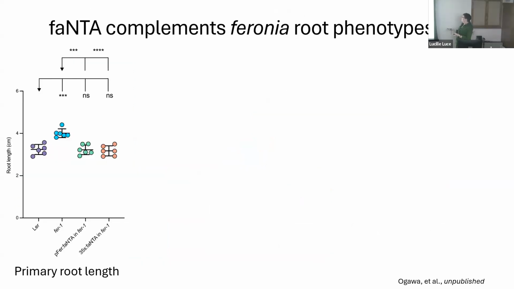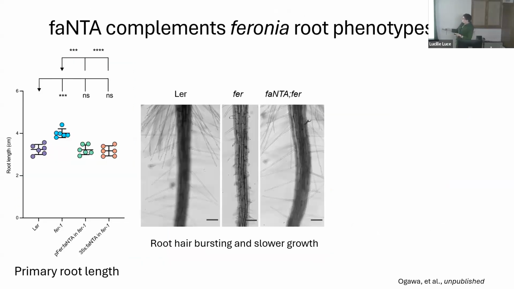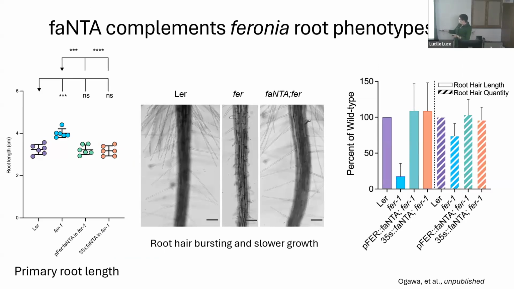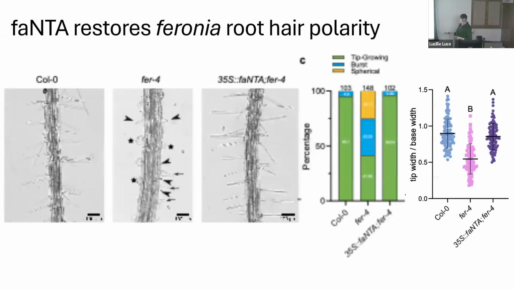which is still a mystery. Okay. Finally, a lot of people have looked at Feronia root phenotypes. Feronia roots are actually longer than wild type roots. This is all in Arabidopsis thaliana. But the more striking phenotype is that Feronia root hairs are stunted and they often burst early, so they can't maintain their tip integrity. That phenotype is completely complemented by expressing FA Nordia with either the 35S promoter or the Feronia promoter. I'm only showing the 35S data here.